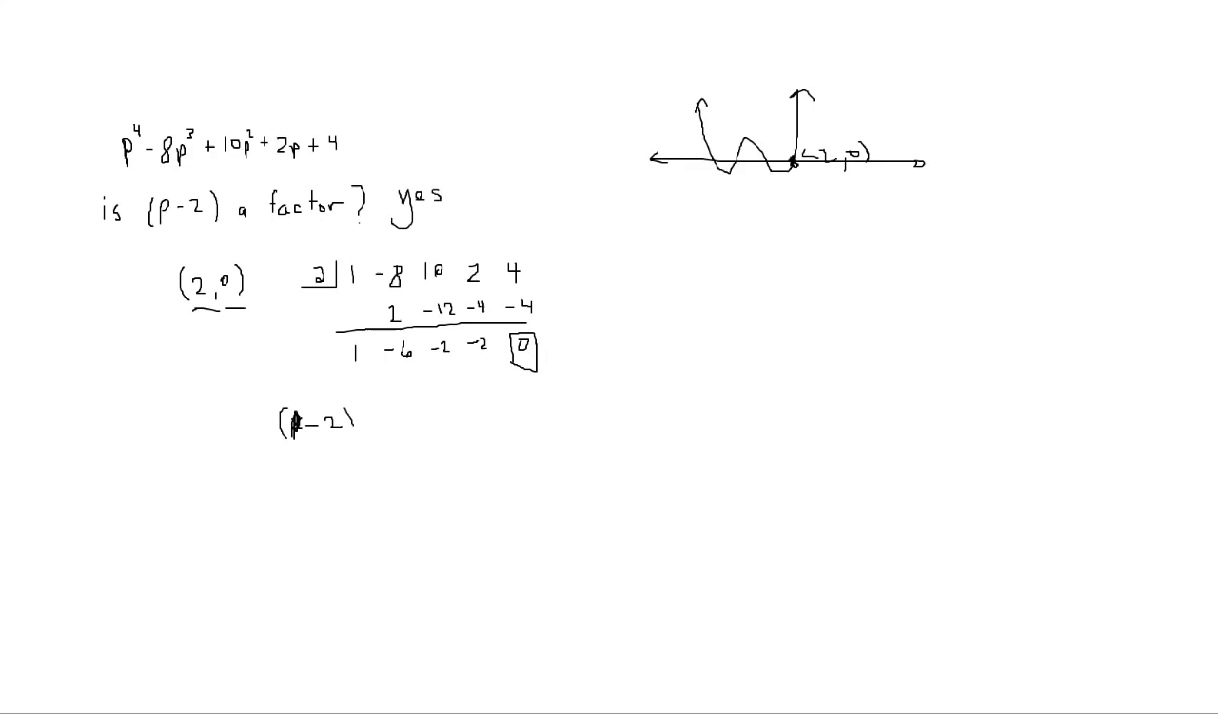So hopefully that helps to understand the purpose of the remainder theorem. Now, what if you get something different here besides 0? Suppose I got negative 10 or something like that. Well, that means that p minus 2 would not be a factor because it would be off of the x-axis, right? Okay, so let's take a look at one more example and then we will go from there.